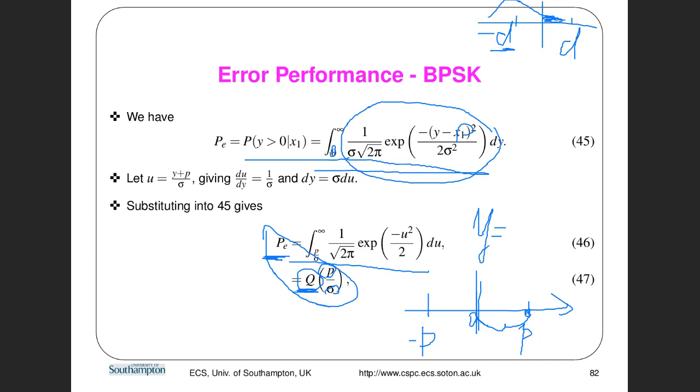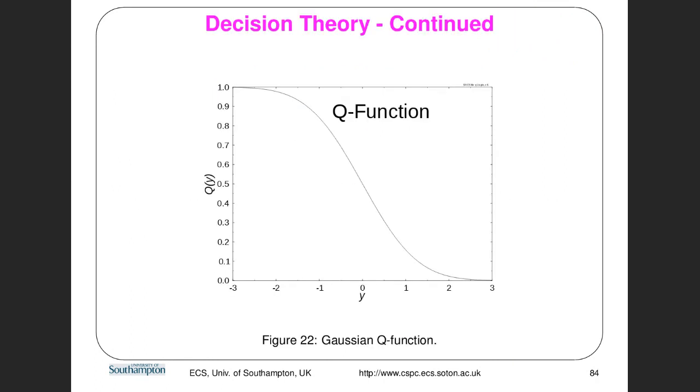Y equals x plus n. So the noise power is N0. If the real part and imaginary part have the same power, then the standard deviation is the square root of N0 by 2. This is the standard deviation. So this really becomes a really simple form: PE equals Q of the distance between the constellation point and the decision boundary over the standard deviation of the noise. And this is the definition of the Q function. This is how the Q function looks like.